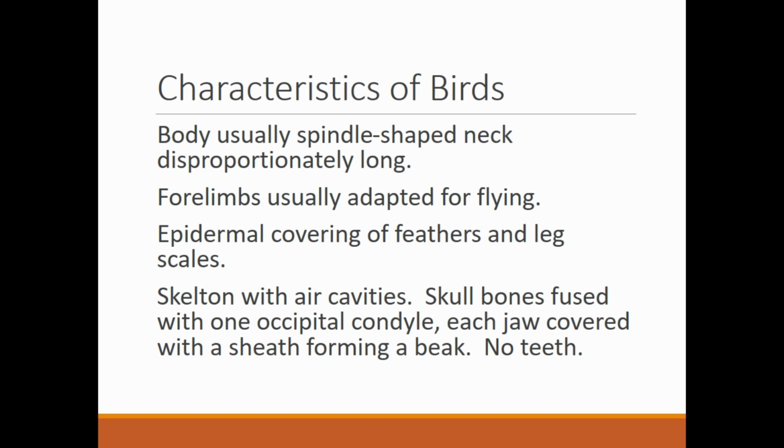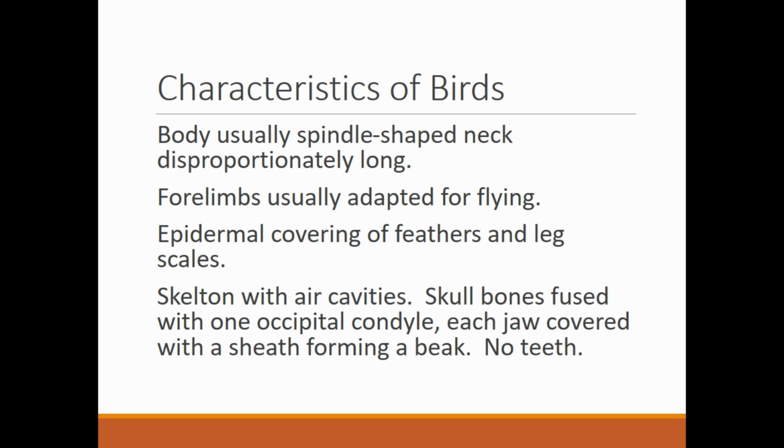But they all will have feathers and scaly skin on their legs. The skeleton has air cavities. The bones have very large air cavities, making them lighter. The skull bones are fused with one occipital condyle. An occipital condyle is the articular surface on your skull that articulates on the top of your spinal column. We have two occipital condyles on our skull. Birds only have one, which gives them amazing flexibility and range of motion when it comes to turning their head.